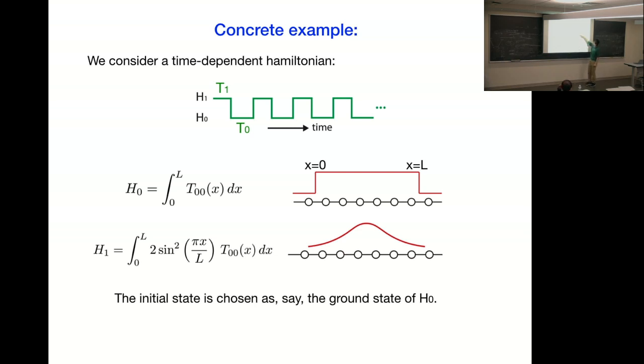We fix the two Hamiltonians H0 and H1. We drive the system with Hamiltonian H1 for time period T1, and then we switch to H0 for time T0. We repeat this procedure on and on. The initial state is chosen, for example, as the ground state of H0. You can choose some other initial state.